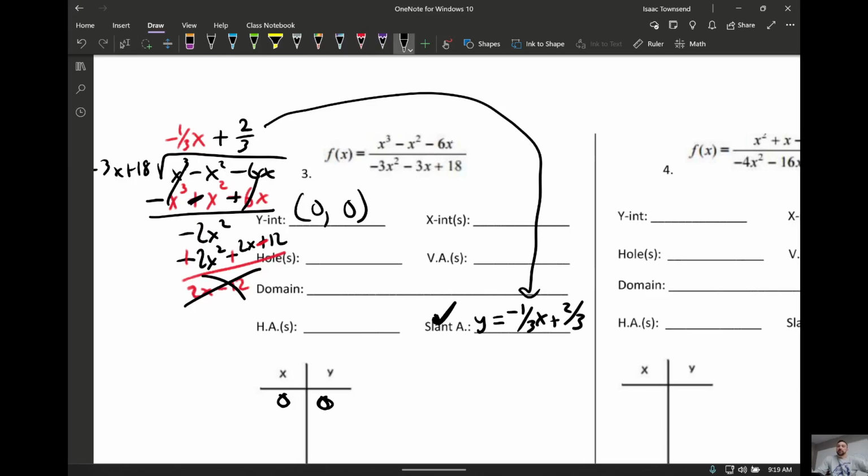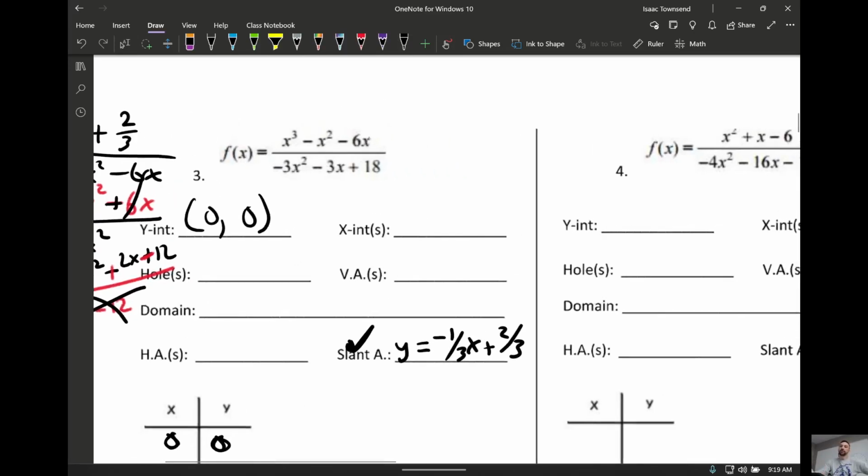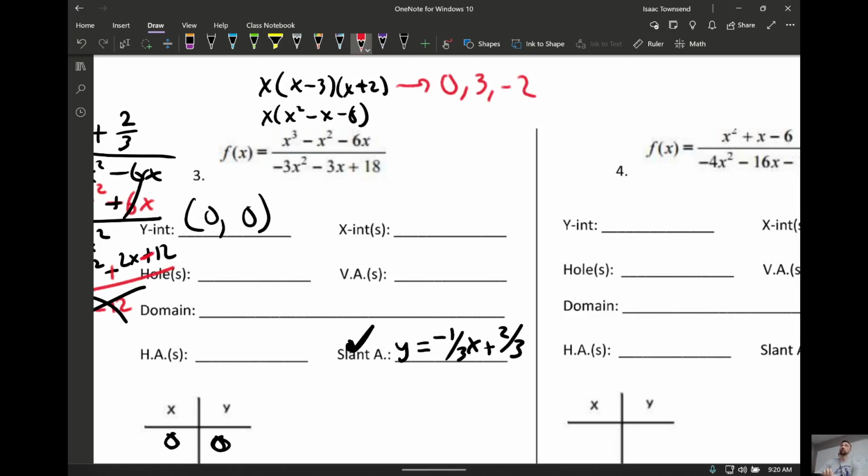Okay, for x-intercepts, holes, and vertical asymptotes, I have to think about what numbers make the numerator 0 and what numbers make the denominator 0. So for the numerator, it looks like I could factor out a GCF and factor the trinomial so that I can see 0, 3, and negative 2 make the numerator 0. The denominator also has a GCF and a trinomial.